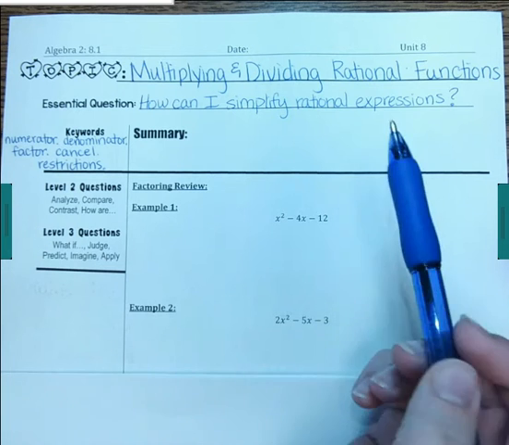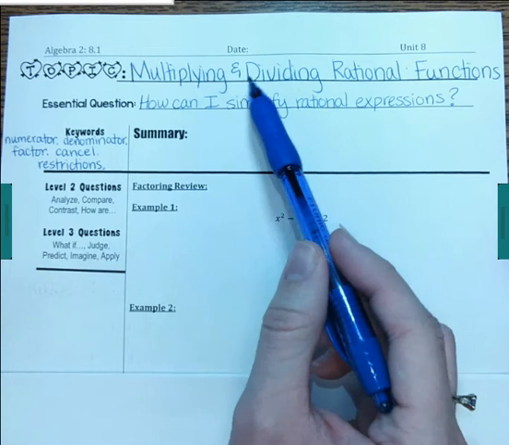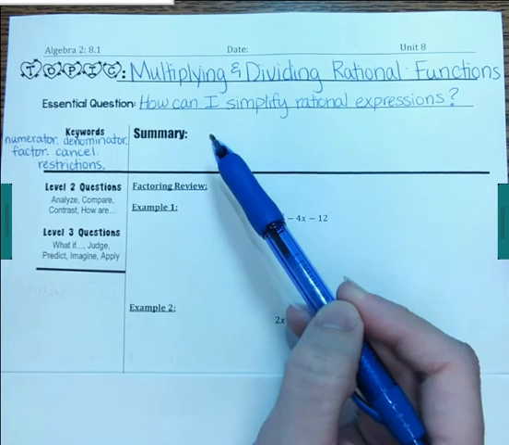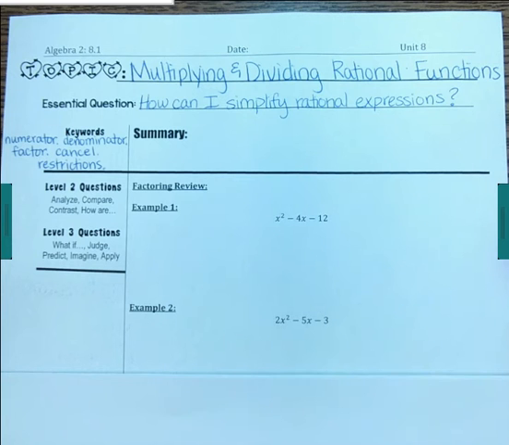Go ahead and start by writing down your topic, multiplying and dividing rational functions. And the essential question, I want you to think about this the whole time. How can I simplify rational expressions? Over here, notice our key words. You need to know what these are so that you can follow along. Look them up if you don't, or I will help you along.